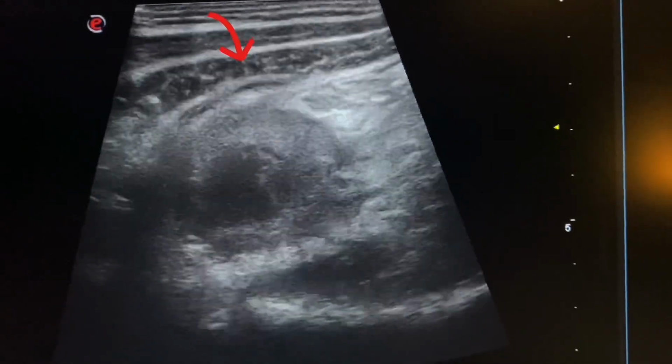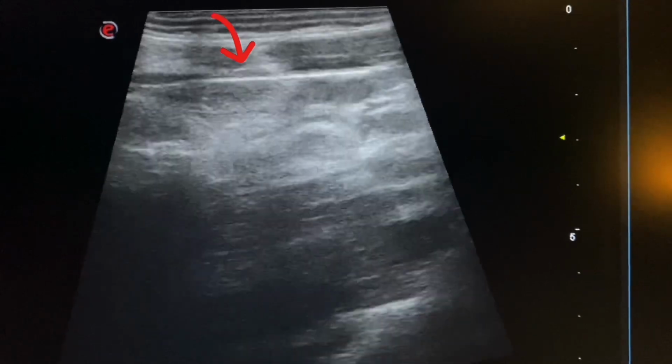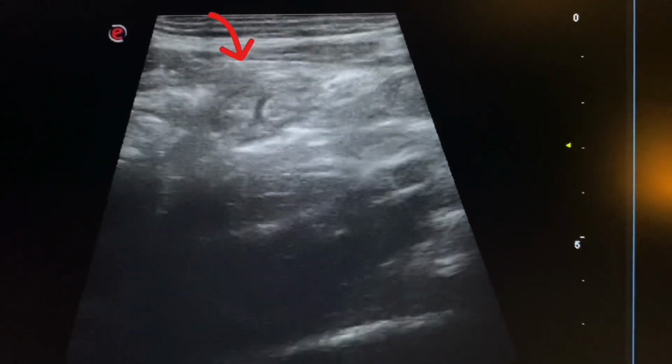It means this mass is developed at the end of appendix due to inflammation. Now how we will write report.